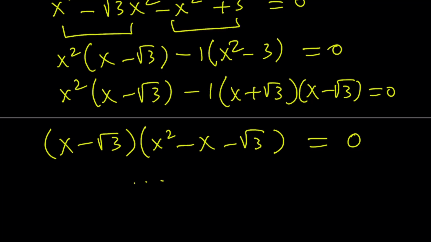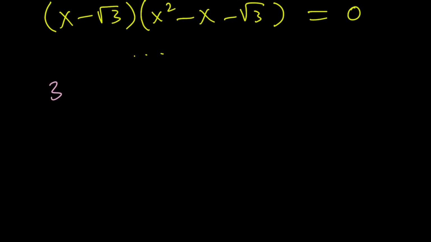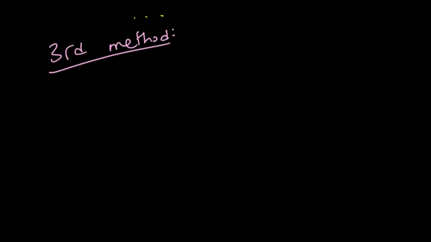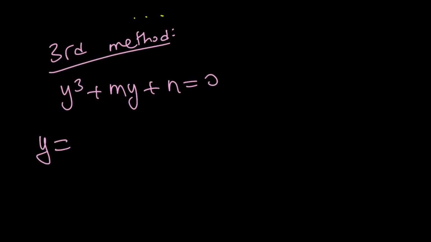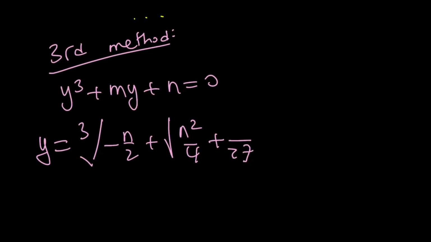Now, with the third method, we're going to be using a very, very radical approach. And like I said earlier, I'm not going to complete this because it's going to take a long time. We're going to use the cubic formula. Yay. All right, great. So if you have an equation like this, y cubed plus my plus n equals 0, basically you can find the y value from here as the cube root of negative n over 2 plus the square root of n squared over 4 plus m cubed over 27.